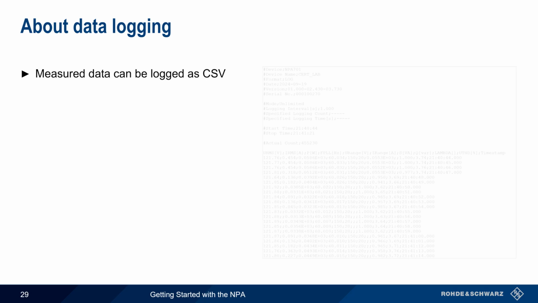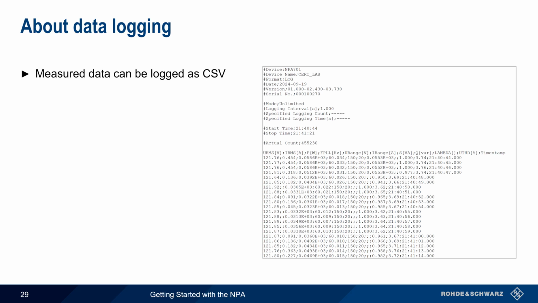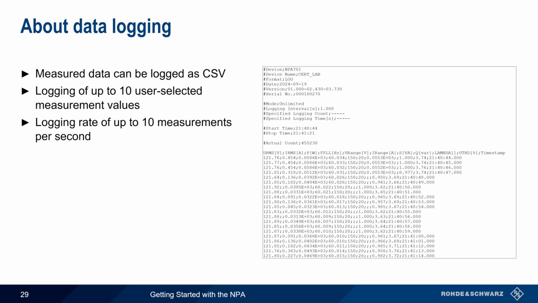Measured data can be logged in the form of a CSV or comma-separated value file. Up to 10 user-defined measurements can be logged, and logging rate can be configured to a maximum of 10 measurements per second. Logging can be controlled in 3 different ways. It can be manually started and stopped.